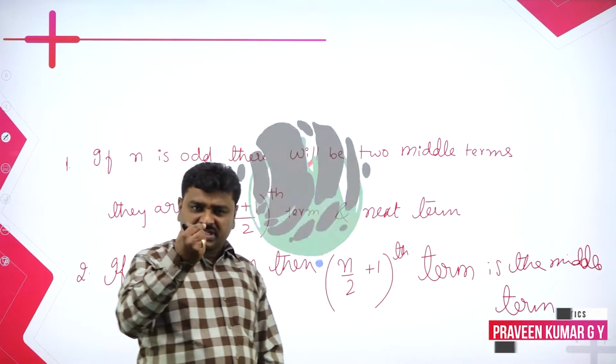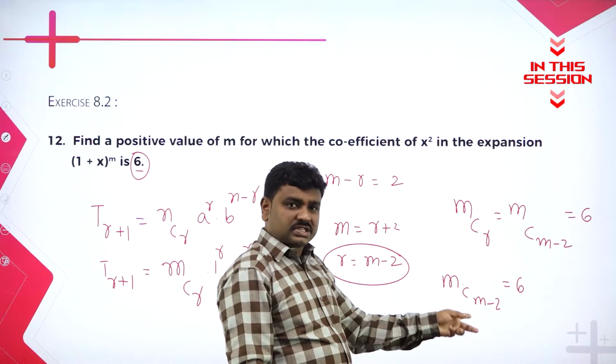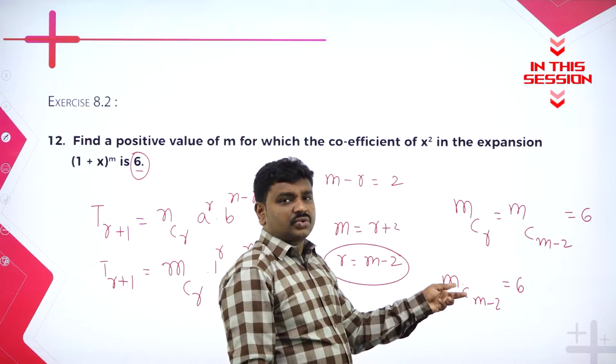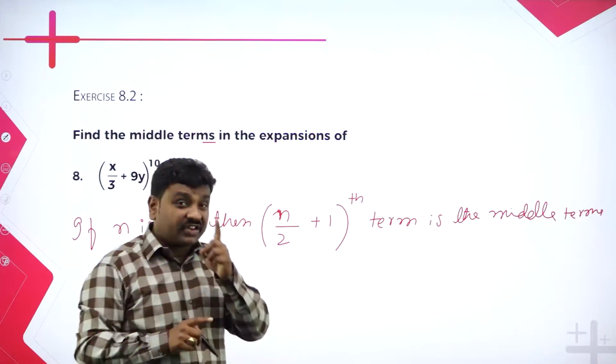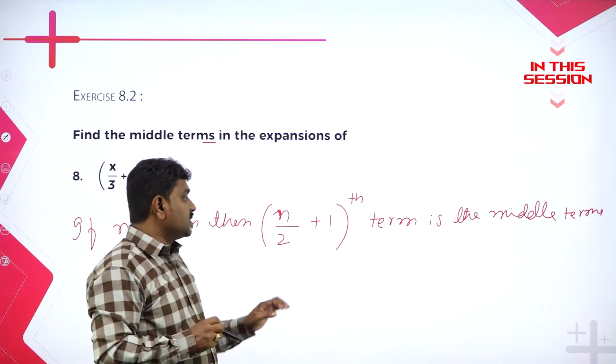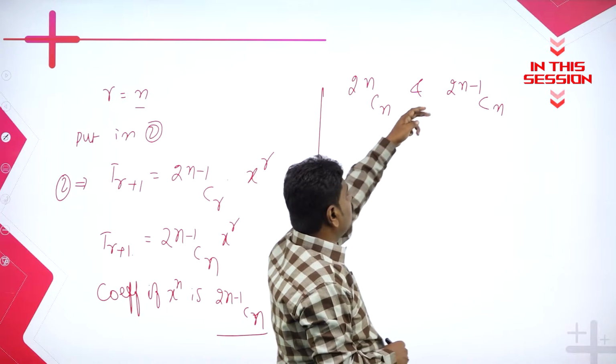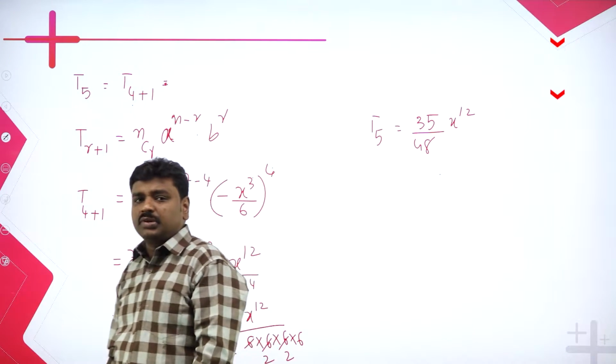If n is even, it is divisible by 2, divide by 2 and add 1. 6C4, 6C4 is 6C2, 6C2 is 6 into 5 divided by 2 into 1. But if n is even, we'll have only one middle term, that is the (n/2 + 1)th term. Means I want to prove 2nCn is equal to 2n minus 1Cn. T4 and T5 are the two middle terms. We got both the middle terms.